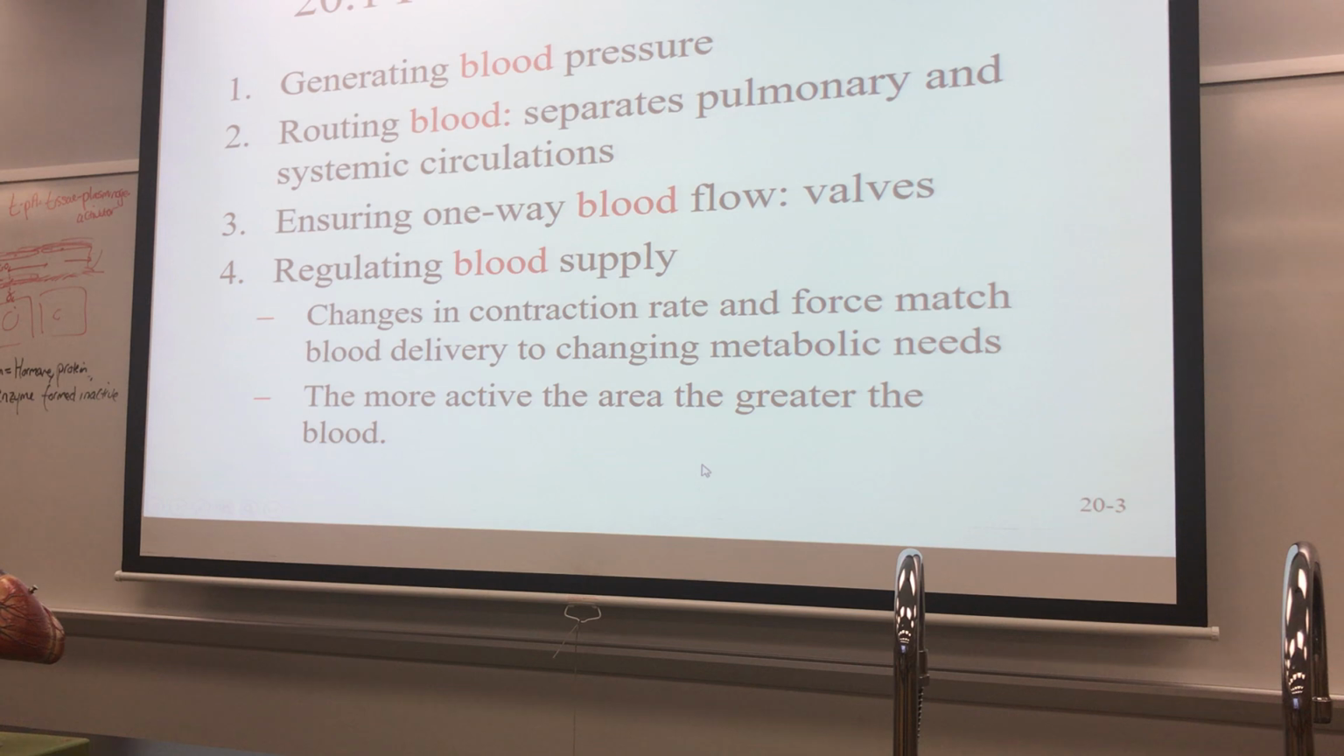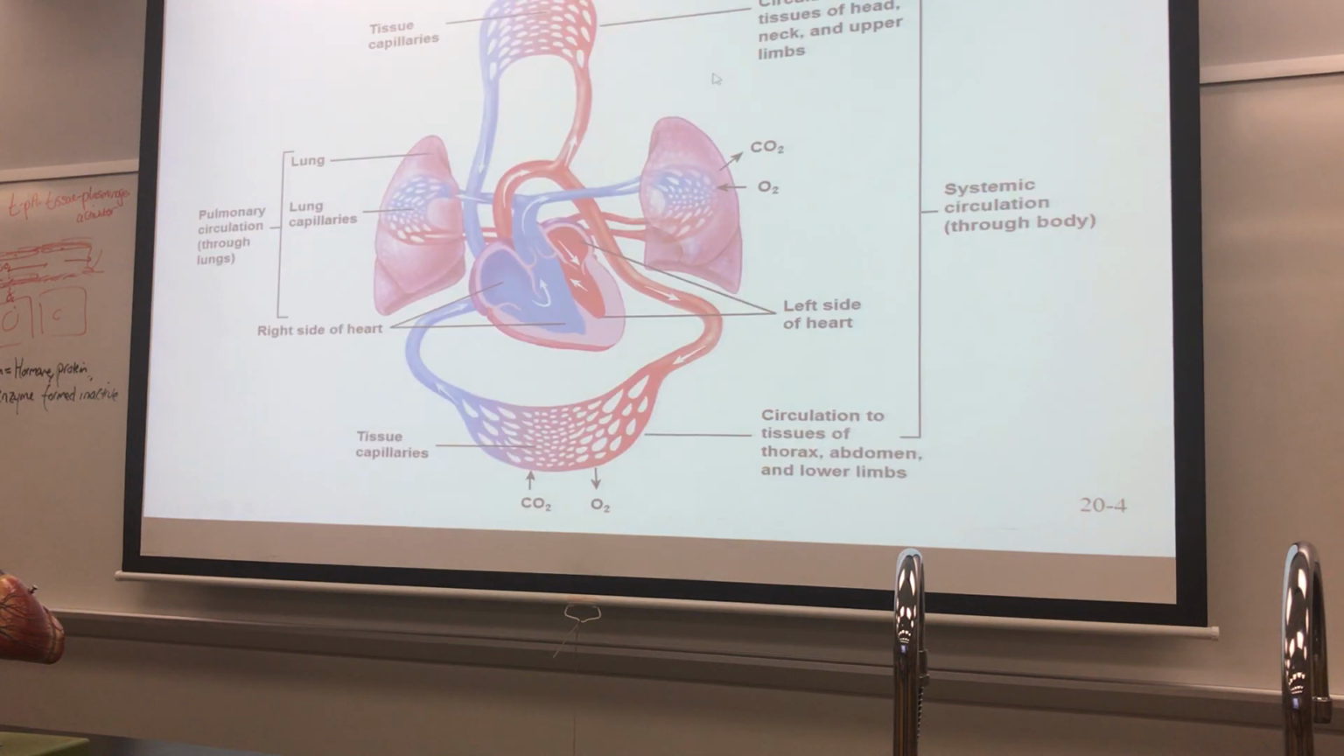So the more active the tissue, the more blood you're going to bring to it. Now that's true except for one region of the body where we're always going to bring a lot of blood to it. That's the brain. Let's take a look at the main purpose of the heart.